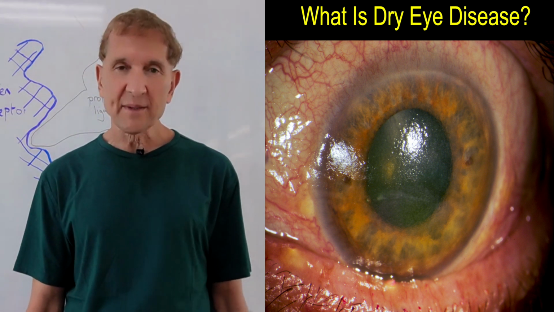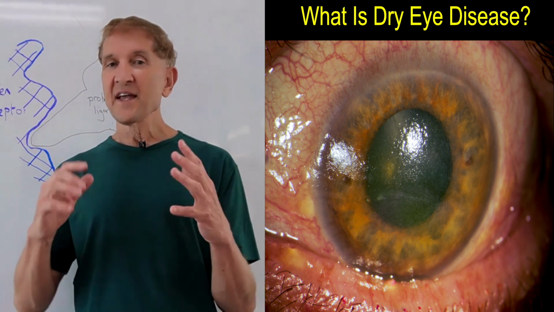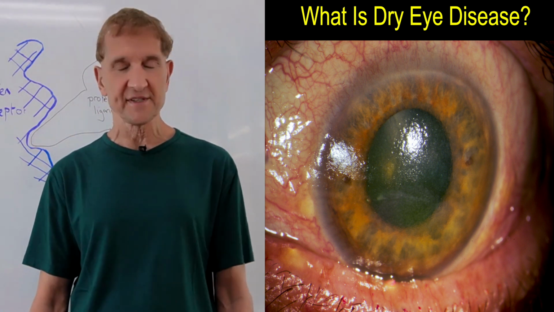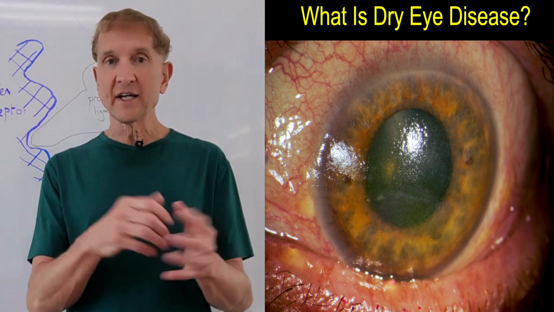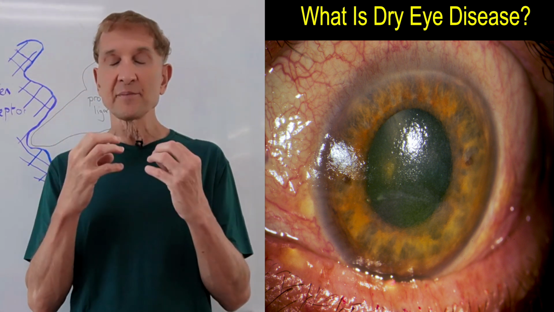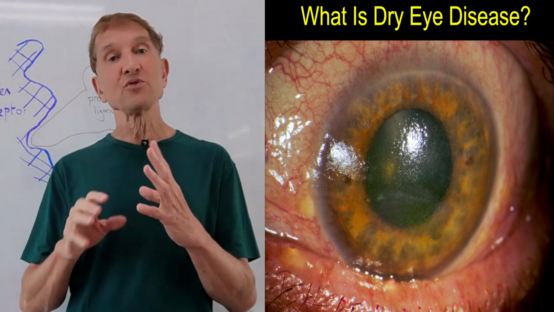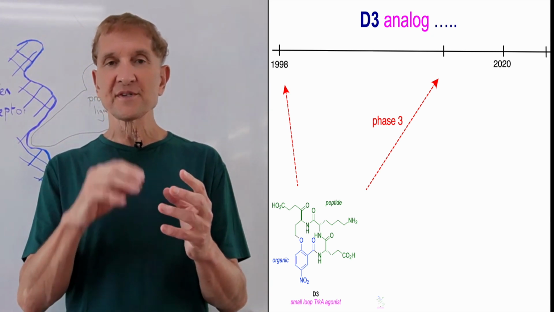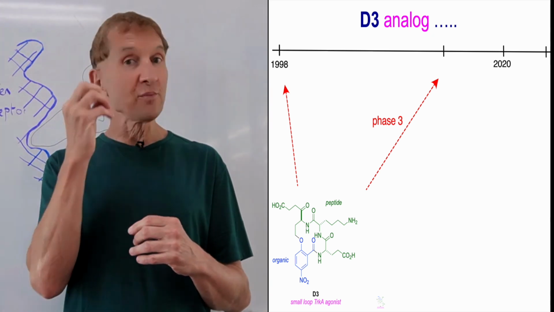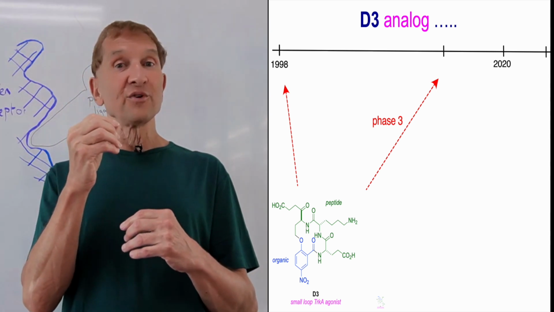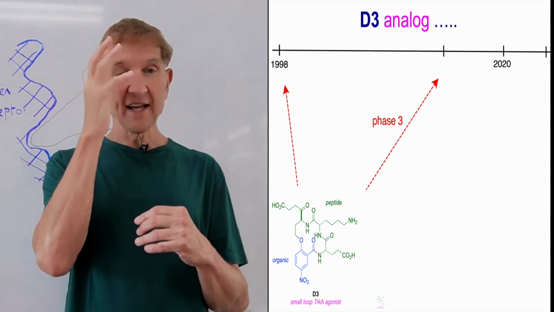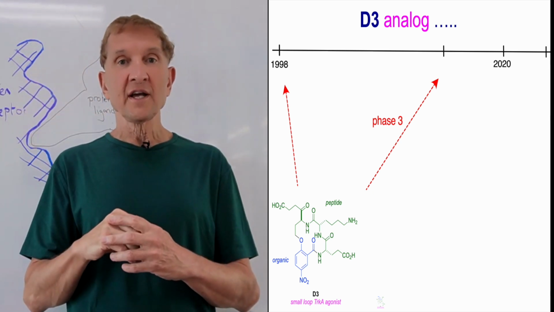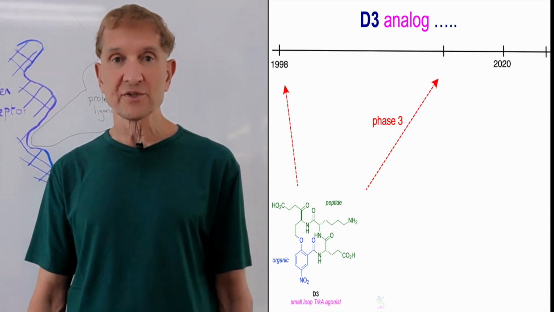But it's extremely common. It's one of the most common diseases in the United States, arguably the most common disease. And drugs on the market for dry eye disease, they treat the symptoms, eye drops, but they don't treat the cause. D3 agonizes TRK receptors in the cornea, produces more mucus, and therefore treats the cause, the lack of mucus in the eye.